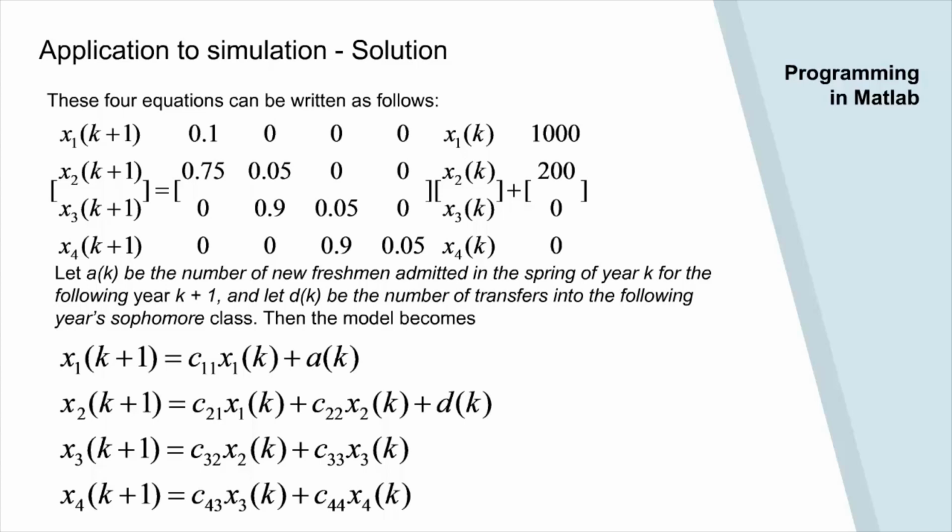So we have x1(k+1) as c11 x1(k) plus a(k), then x2(k+1) as c21 x1(k) plus c22 x2(k) plus d(k), x3(k+1) as c32 x2(k) plus c33 x3(k), then x4(k+1) as c43 x3(k) plus c44 x4(k). We have written the coefficients c11, c21, c22 and so on in symbolic rather than numerical form, so that we can change their values if we want.